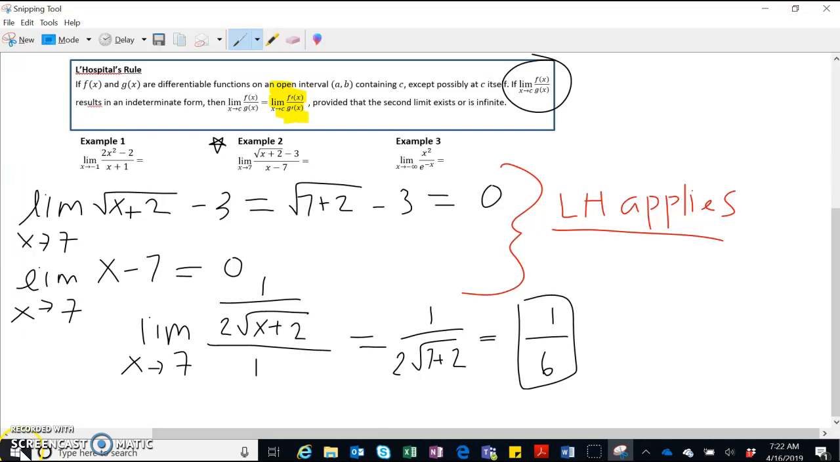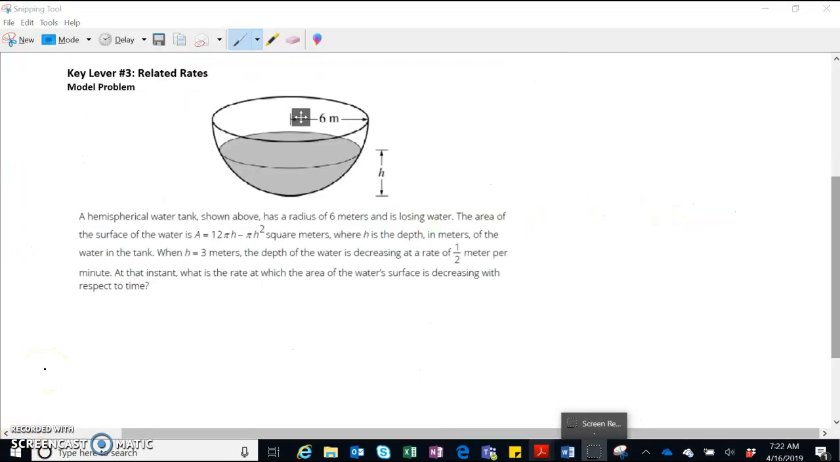Okay, so key lever 3 is on related rates, and this is traditionally a very, very difficult skill for students, one of the harder topics that we've learned this year. It involves a word problem where our typical variables are not the only things to consider, but time is also something that's really important in these kinds of problems.